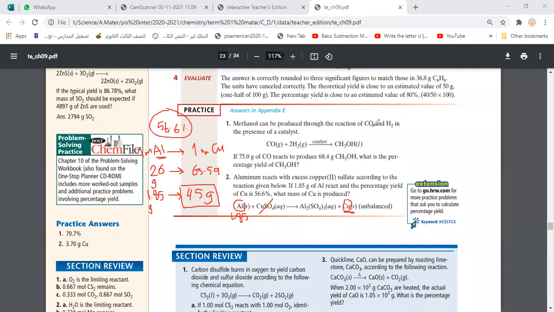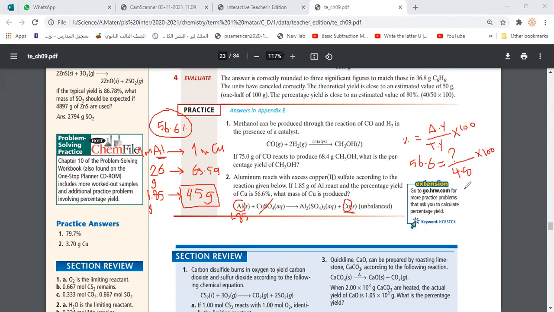Can you find the actual yield? Yes, simply because the rule states that the percentage yield equals the actual yield divided by the theoretical yield, times 100. So here the percentage yield is 56.6 equals the actual yield, the unknown, divided by the theoretical yield, which is 4.5, multiplied by 100. So could you find the missing part, please?